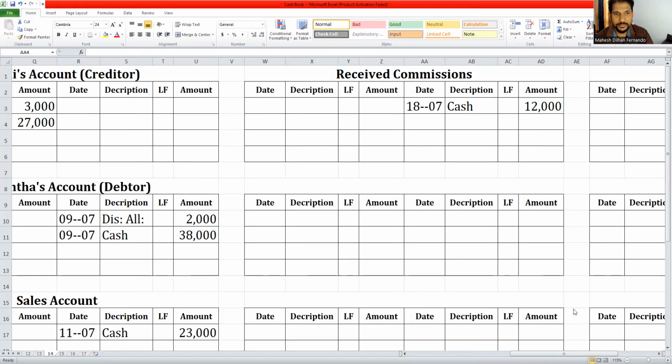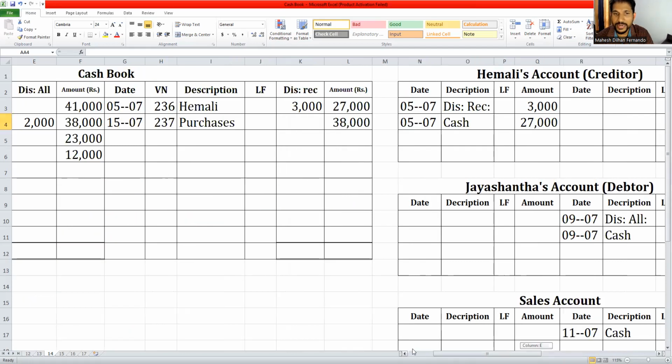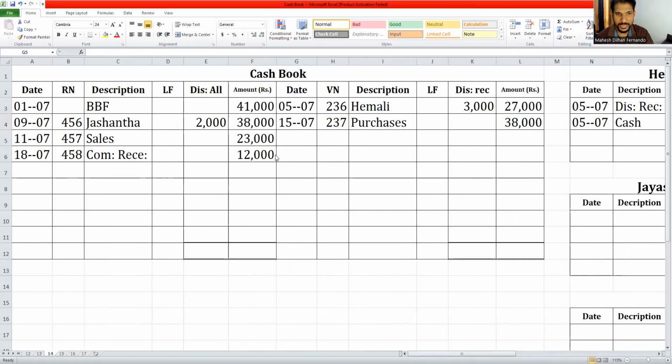Then the next date is 22nd of July. It's a payment. We have paid salaries. Credit the cash book. The date is 22nd of July. 238 is the voucher number. Salaries, amount 15,000. Cash book credit 15,000.